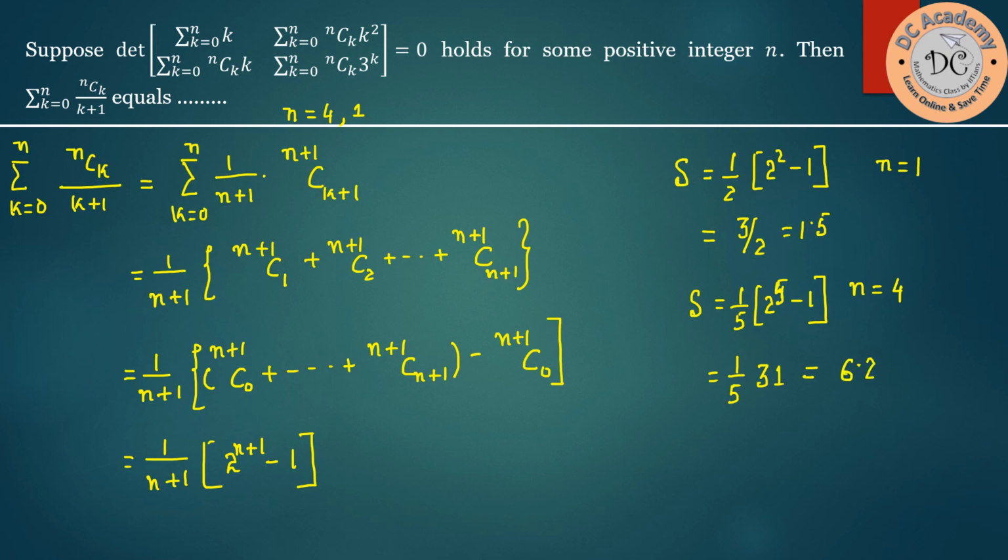So therefore, for this particular problem, the answer will be 1.5 and 6.2. Both are possible answers, okay? That's it. But as a published result on the internet, or any other sources of that IIT exam, the answer in that particular exam is given as 6.2. So that's why we ignored n equal to 1 here, and chose n equal to 4. Okay, that's it. Let's believe that is correct.